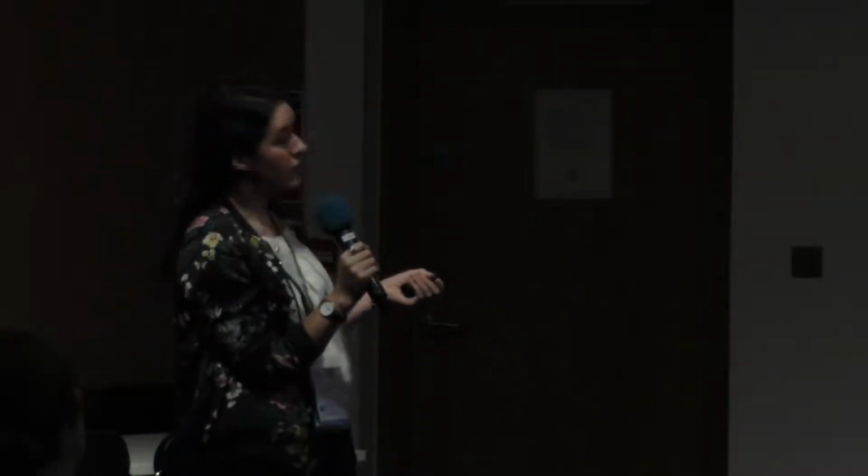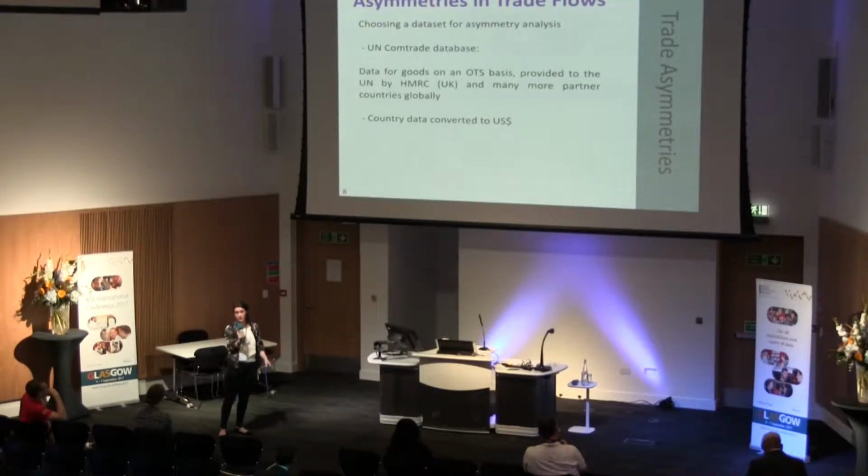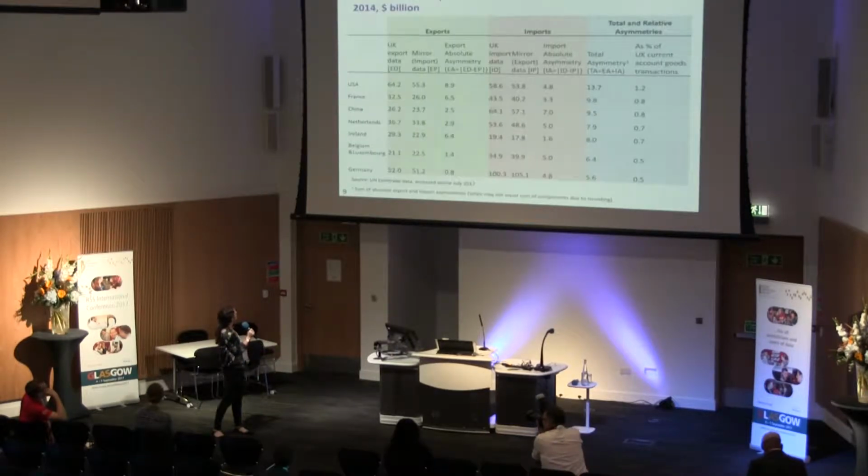So for the headline statistics I'm about to show you, I took data from the UN Comtrade database. HMRC, which sends OTS data to us, so trade that is recorded in terms of movement across borders, also sends the same data to the UN, as do about 170 other countries throughout the world. So the UN Comtrade database represents the largest aggregate trade and goods database that we can access, in which country data is presented in US dollars.